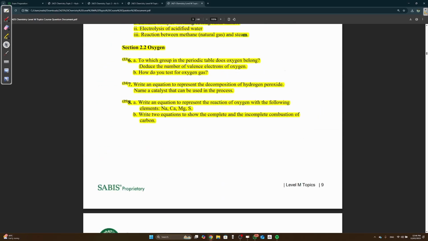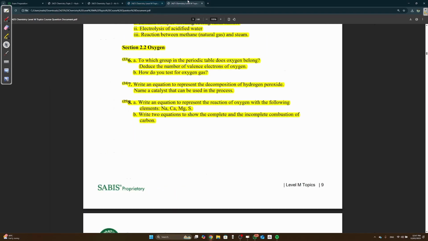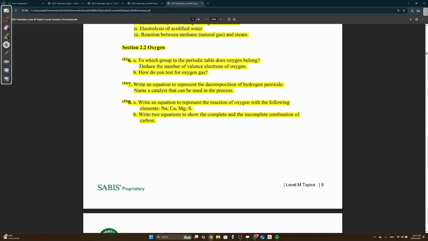Here there are only a few questions. To which group does oxygen belong? Group 16. How many valence electrons? 6. How do you test for oxygen? It relights a glowing splint. We know this, and you should know these in case they come as multiple choice.